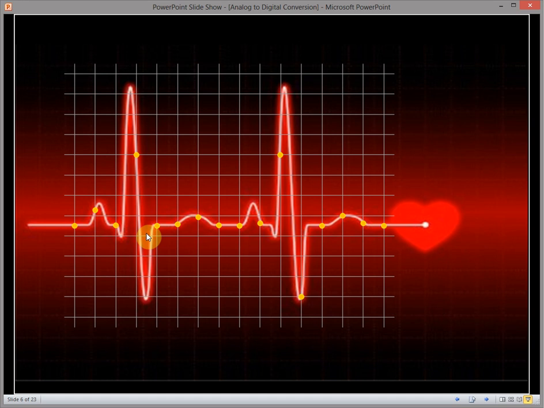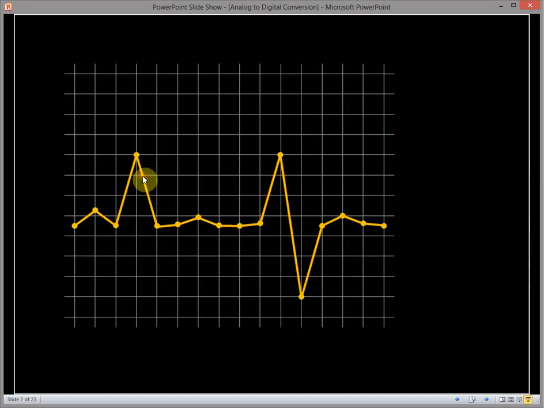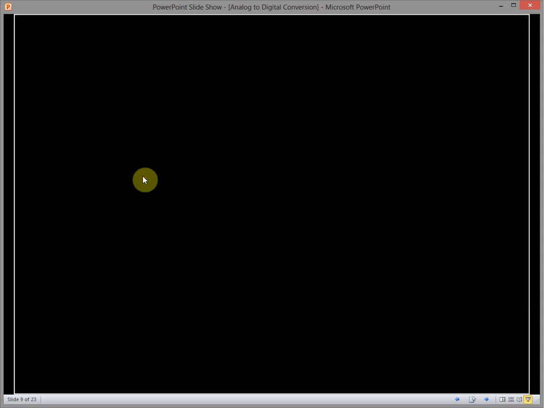And after we put all the dots in place and connect the dots together with a line and get rid of the background, we see the resulting digitized waveform of the heartbeat. It doesn't look very much like a heartbeat at all. So let's do this again.